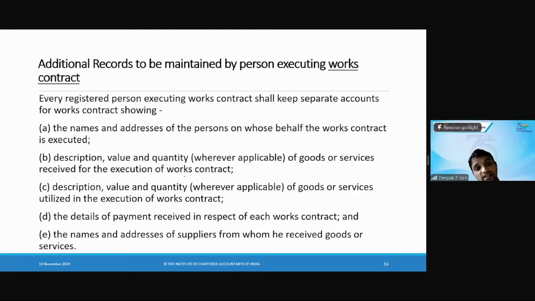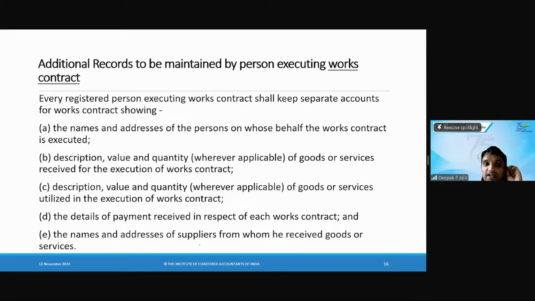Then whatever he has bought, whatever is utilized, दोनों को मेंशन करना पड़ेगा. और अल्टीमेटली what he is selling उसका क्वांटिटेटिव डिटेल्स मेंशन नहीं करता है, because it's a works contract, it's a big project. उसका क्वांटिटी मेंशन नहीं कर सकता है, but he will mention the projects, the details of the payment received in respect of each works contract. सो एक एक काम के लिए जो पेमेंट रिसीव करता है उसका मेंशनिंग होगा. Then name and address of the suppliers from whom he has received the goods. ठीक है. First is quantitative details, point number B में.